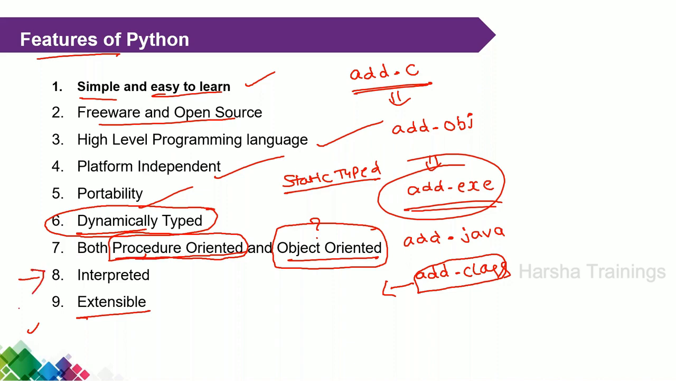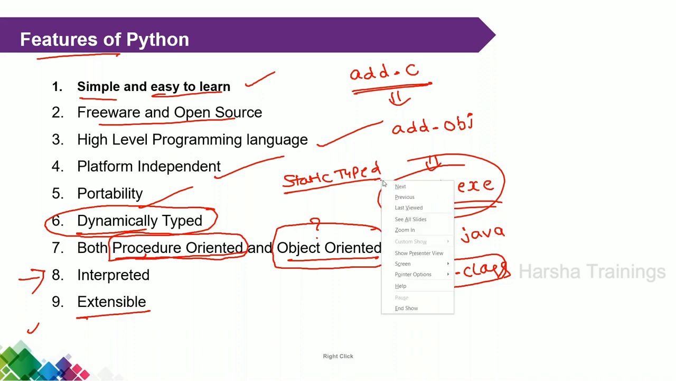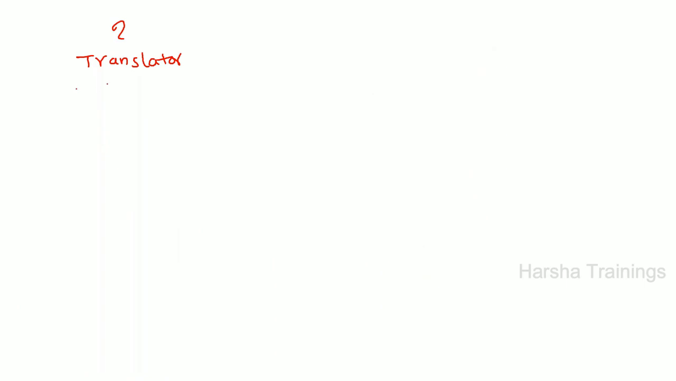Now, this is one more important thing: interpreted. What is meant by this? In the previous session we discussed Python is a high level programming language. A high level programming language is understandable by the user only, right? Then how does a computer understand a high level programming language? We need a translator, right? The translator converts high-level programming language into machine language. This is the translator for converting high-level language into machine level language.